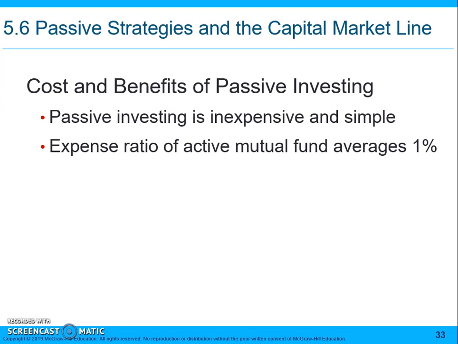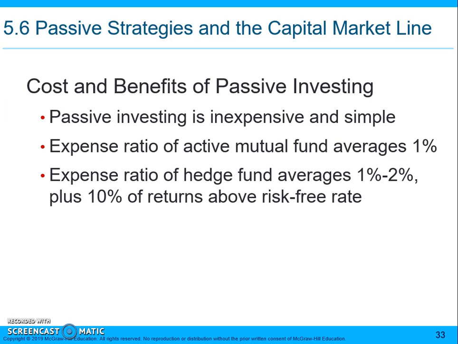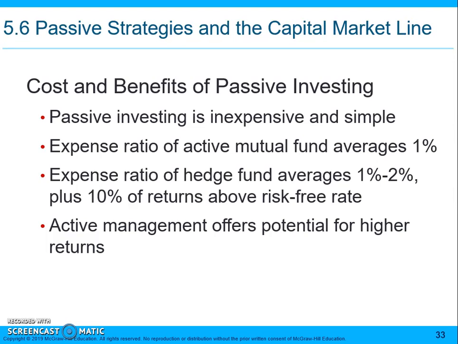The expense ratio of an active mutual fund is around 1%. What I was referring to as 2% is when you hire a professional to manage your portfolio, which can run into 2% plus. The expense ratio of a hedge fund averages 1 to 2% plus 10% of the returns above the risk-free rate, not to mention the minimum investments involved. They can run into the millions of dollars, which most of us don't have. Active management does offer potential for higher returns, but it also offers a greater downside. The risk is much greater as well.